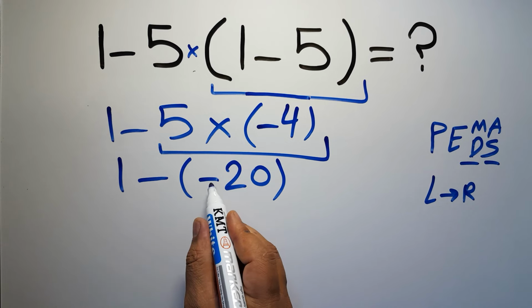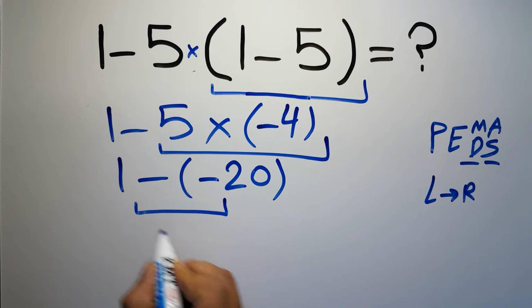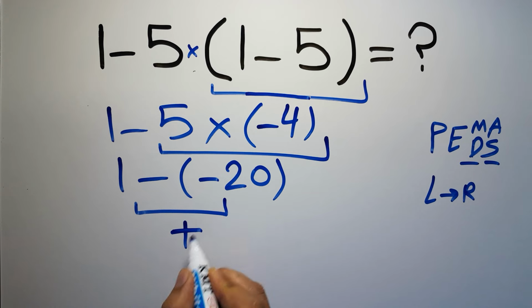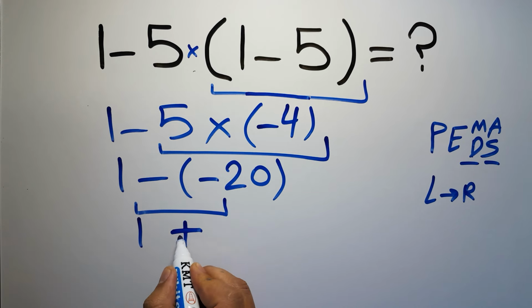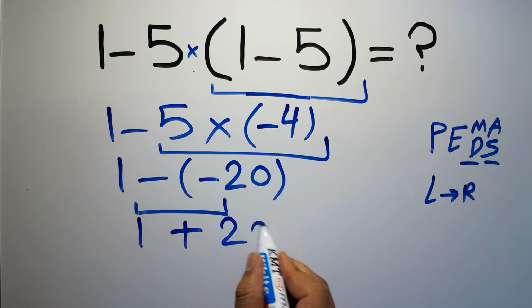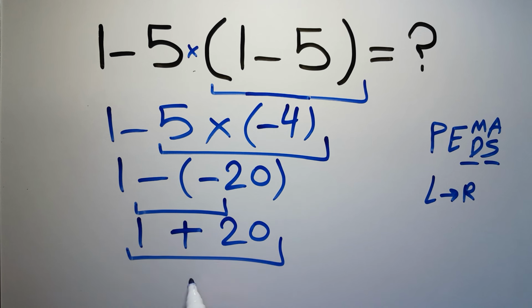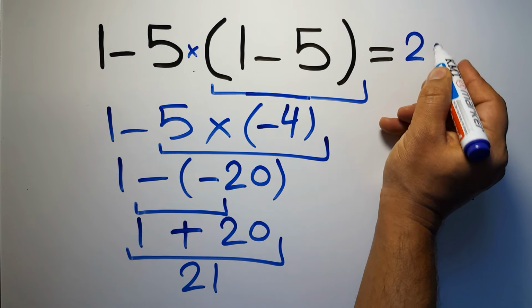Negative times negative is just positive. So 1 plus 20, which equals 21. And this is our final answer to this problem. The correct answer is 21.